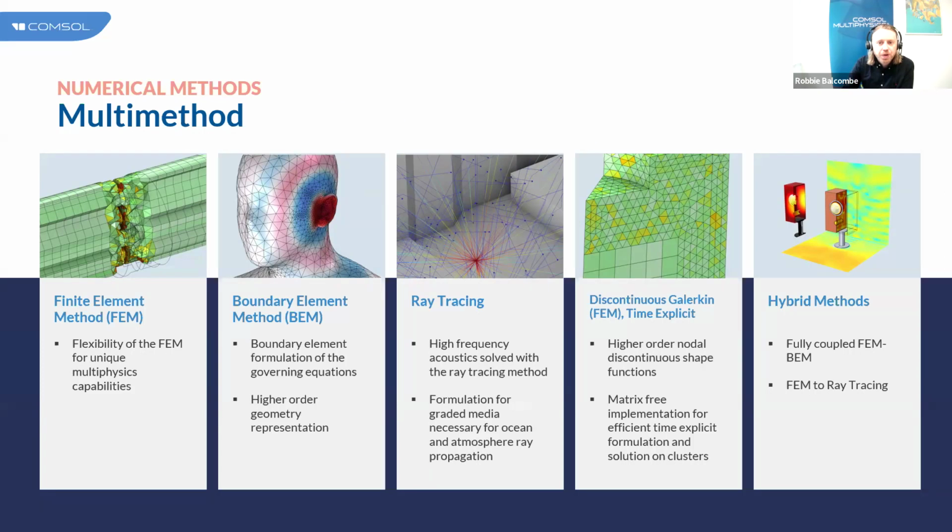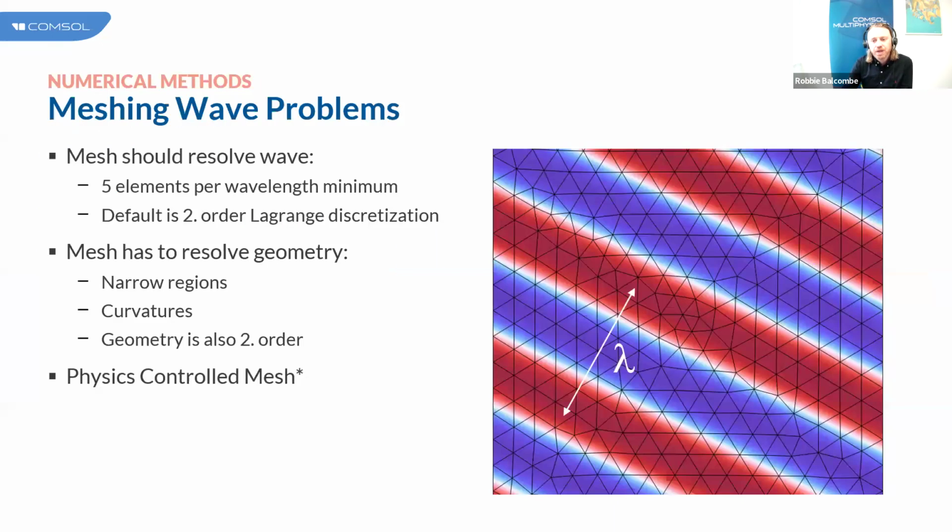Now, when we're working with finite elements and we're working with boundary elements, we are simulating our acoustic problem as a wave problem. And when we simulate a wave problem, we need to ensure that we sample the wave at a sufficient number of points in space in order for the solution that we compute to be accurate. So we have an image here on this slide of a typical mesh. So this is a finite element mesh.